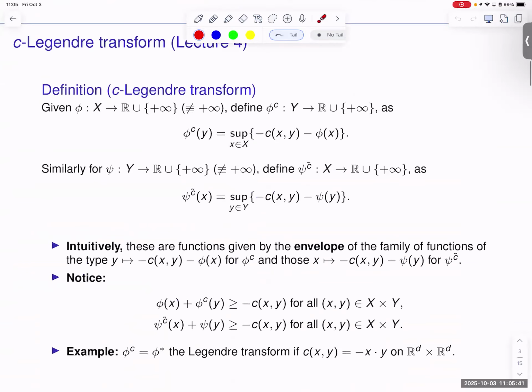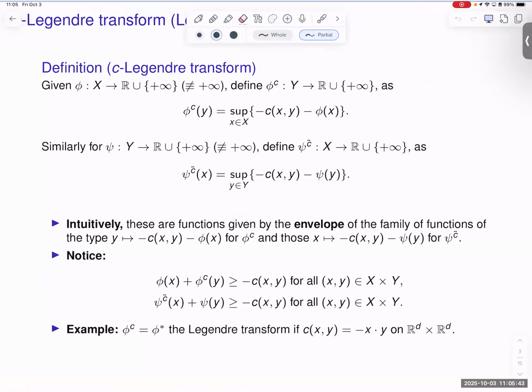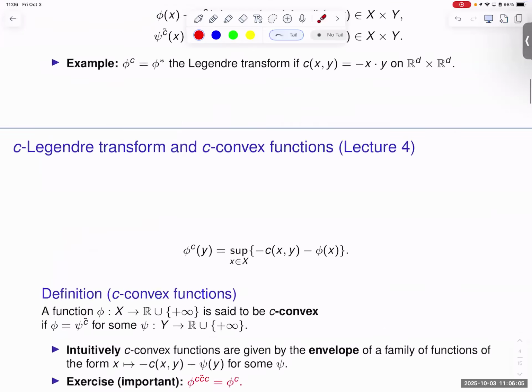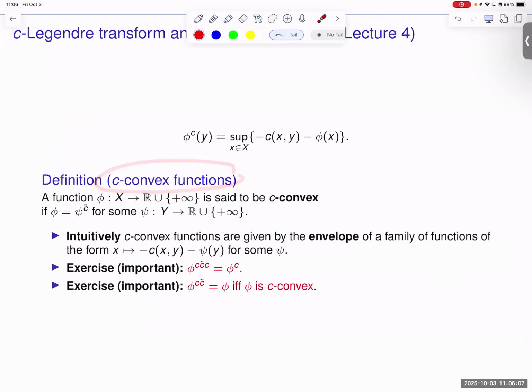All right, and remember what the C-Legendre transform was. This is just the simple generalization of Legendre transform. Okay, so Legendre transform here instead has just x dot y, but we can put this general function negative c(x,y) for general C. Then you can define this C-Legendre transform, and here, C convex functions are nothing but those functions coming as a result of C-Legendre transform of another function.